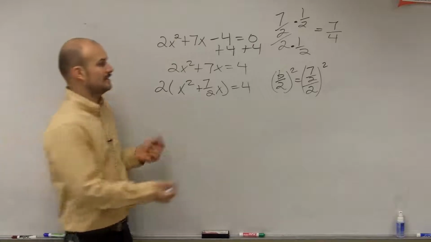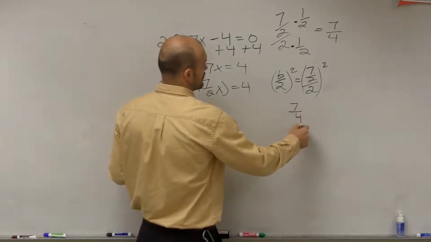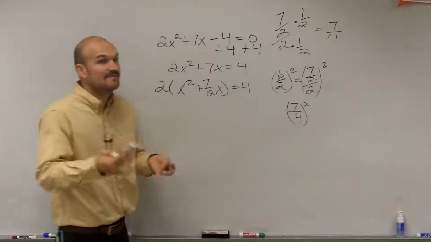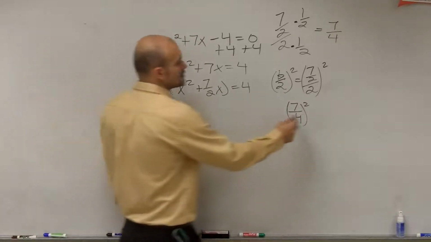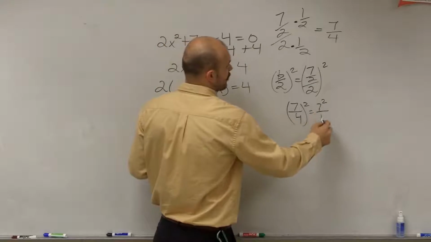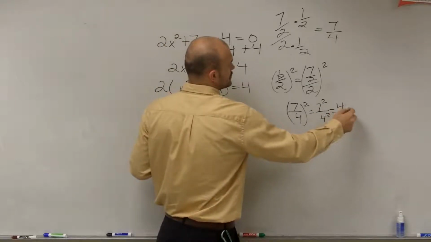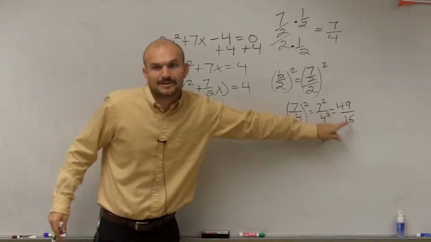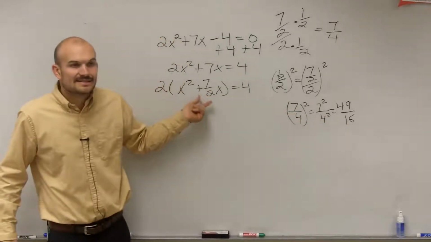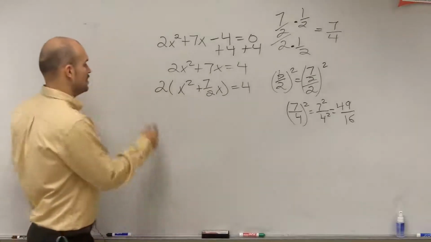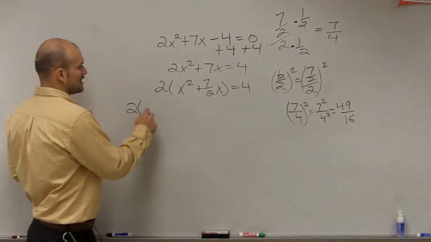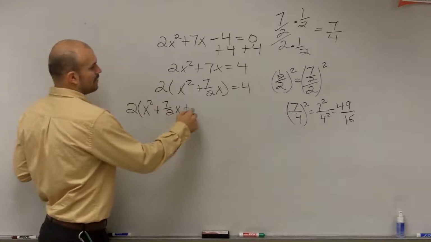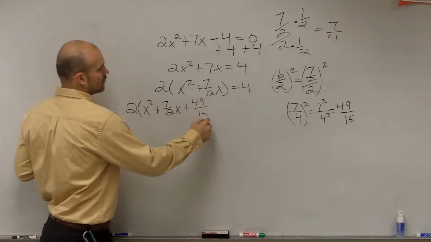So really what I'm doing is I'm squaring 7 over 4. And squaring 7 over 4 really means 7/4 times 7/4. So you can look at it as 7 squared over 4 squared, which equals 49 over 16. So that's my value of c that makes this a perfect square. So let's rewrite it in there. 2 times x squared plus 7/2 x plus 49 over 16.